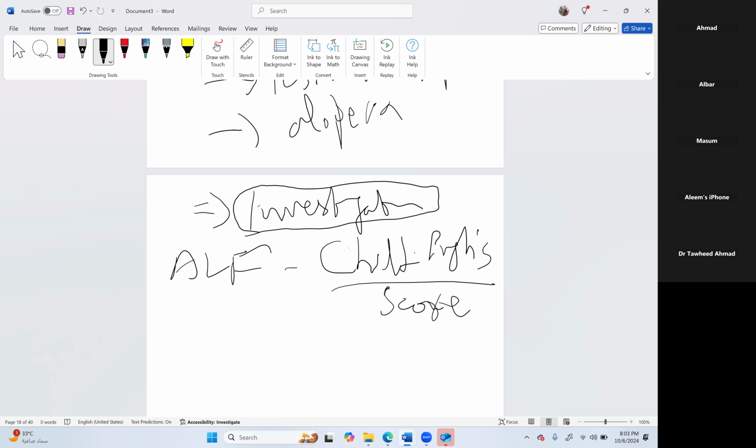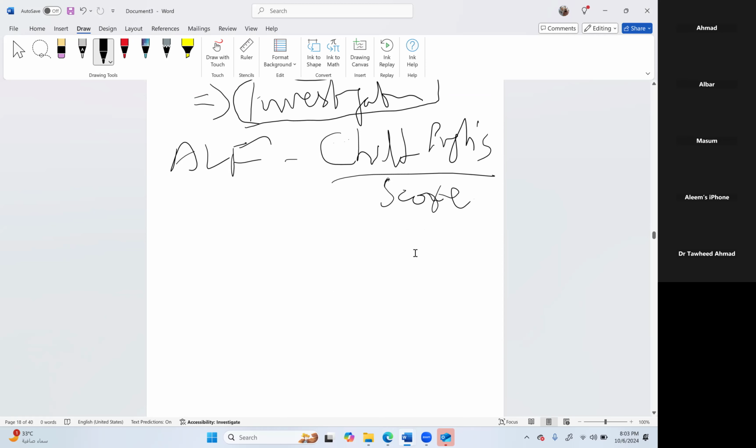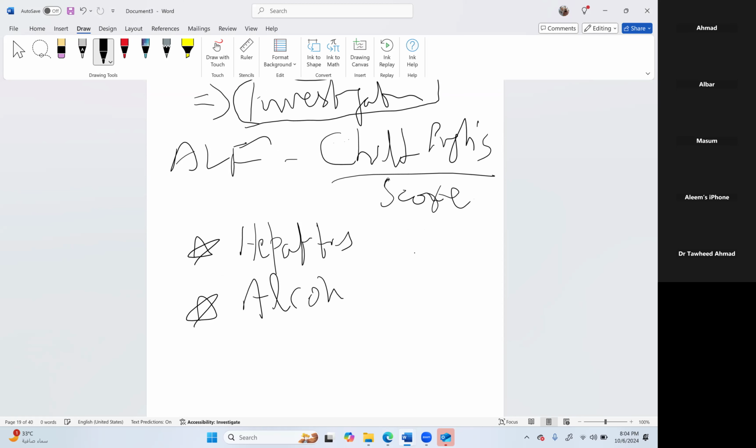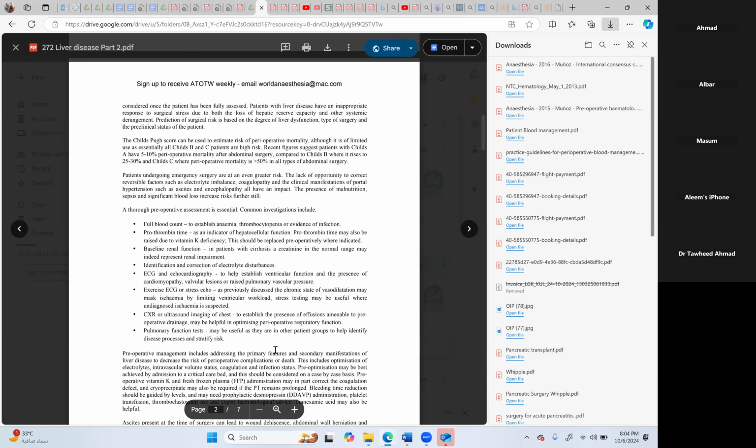Because in our part of the world, viral hepatitis is one of the causes. Internationally, alcoholism is more common in the West. Then there are certain iron, copper, and some other viral infections. We will just have a look at these details.